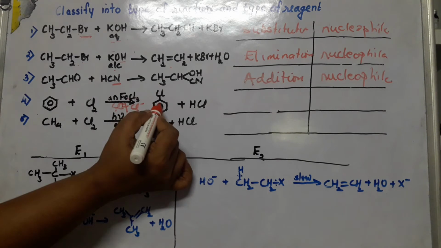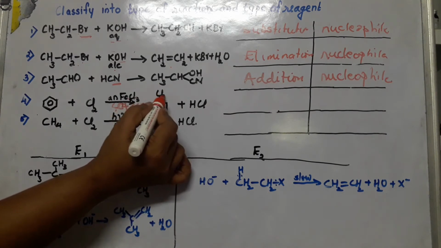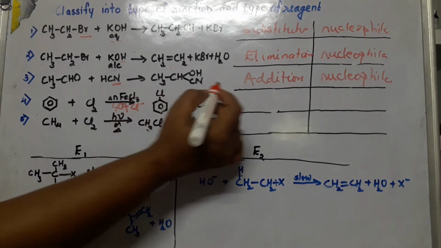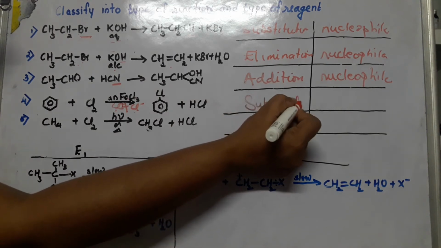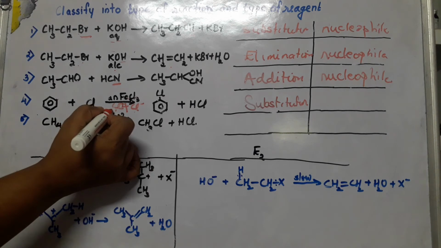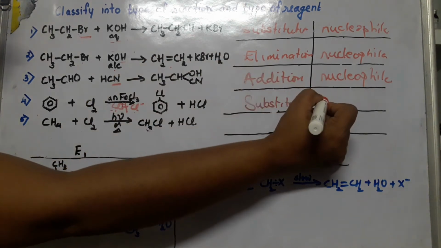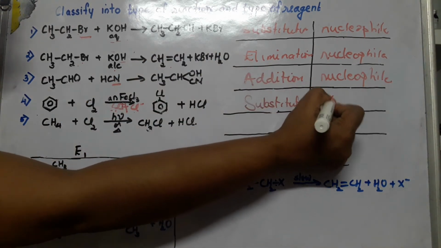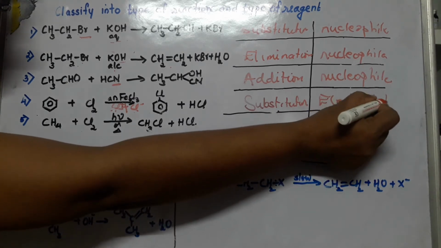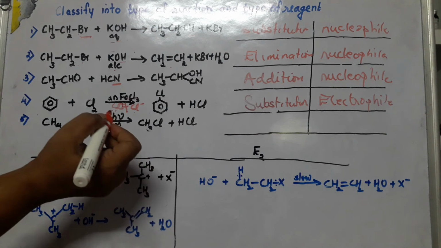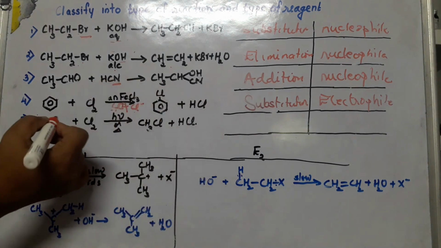So here you can see that chlorine got substituted in place of hydrogen. So it is a substitution reaction. Now which reagent brought it? Cl plus, which was being formed. Cl plus comes under electrophile. So it is the electrophile which is bringing about the reaction. Electrophilic substitution reaction.